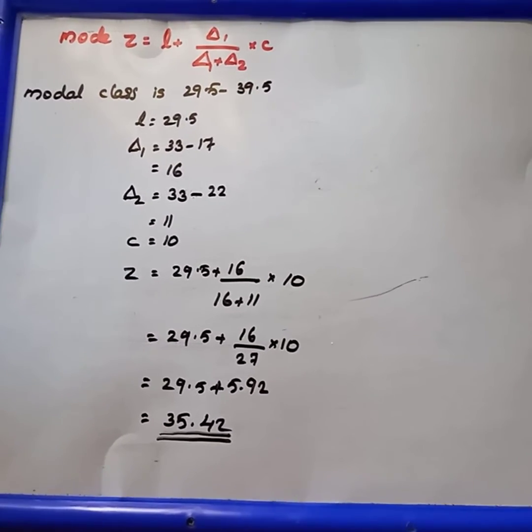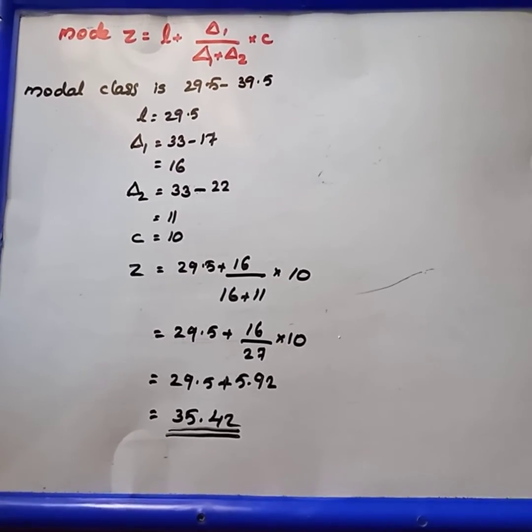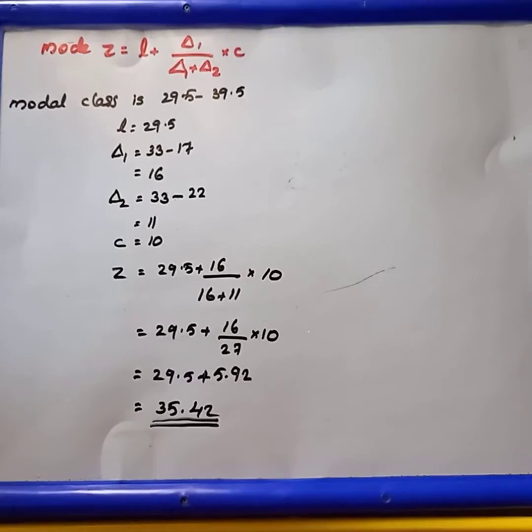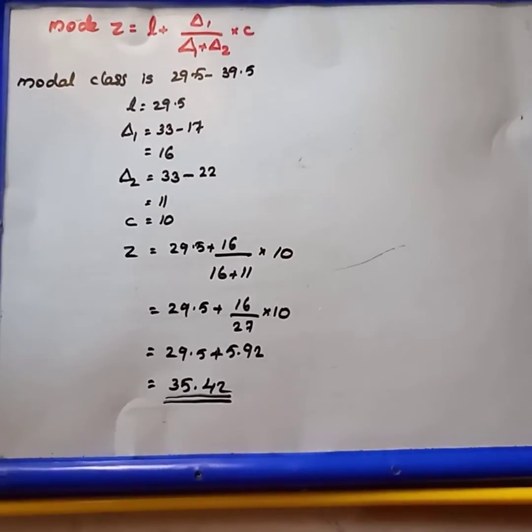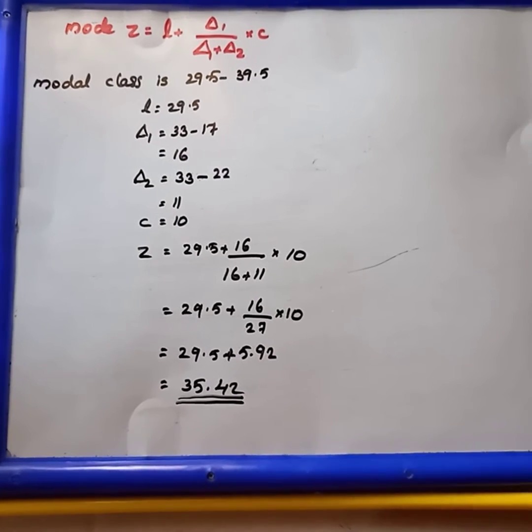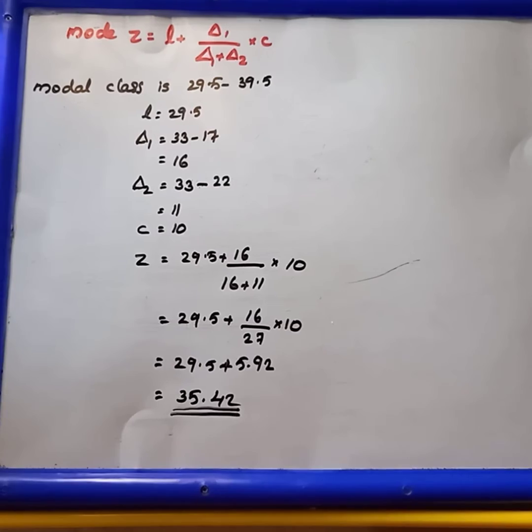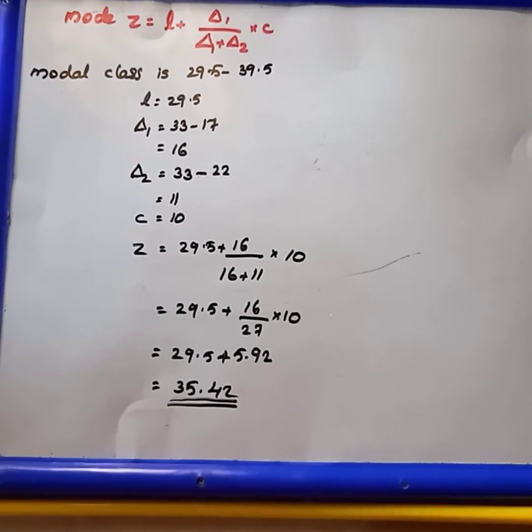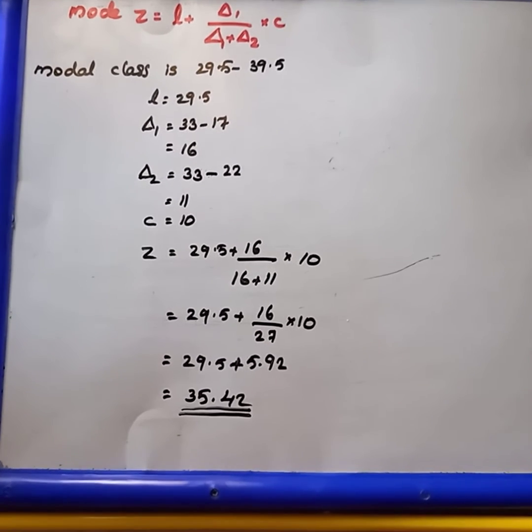Substituting these values in the equation, we get Z is equal to 29.5 plus 16 divided by 16 plus 11 into 10, which is equal to 29.5 plus 16 divided by 27 into 10, which is equal to 29.5 plus 5.92, which is equal to 35.42.